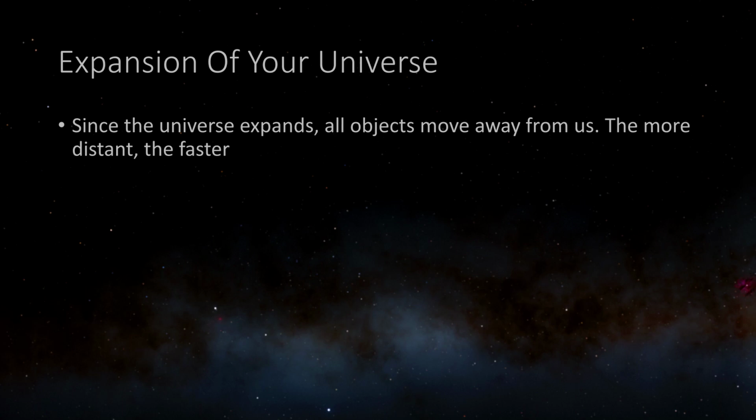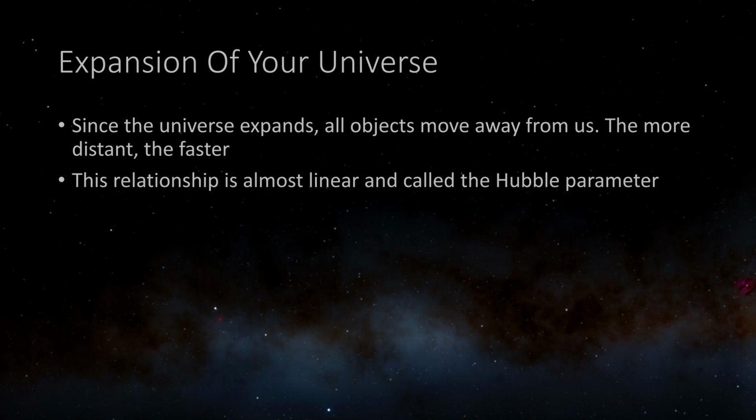The universe expands, which means that if we are sitting somewhere in the universe and, like the rubber band, it's pulled apart, all objects move away from us. Because as you remember, the things behind us are stretched and the things in front of us, only our position stays the same in our view. And the more distant, the faster it expands away from us. That's just the nature of expansion. And this relationship is almost linear, and it's called the Hubble parameter.